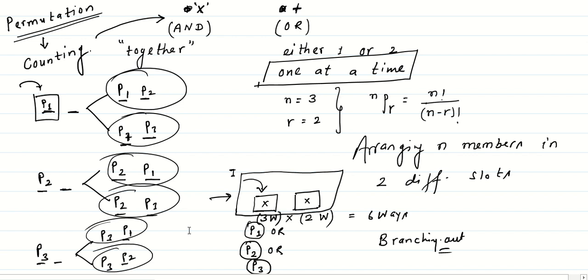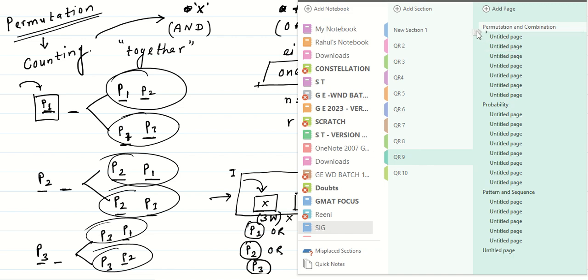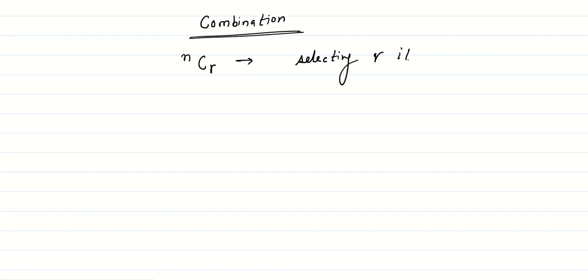So what is the meaning of combination? Let's also understand. I'll tell you what is the meaning of combination. Combination is nCr. What is the meaning of this? Selecting r items from a total of n. So how many ways can you select r items from n items?